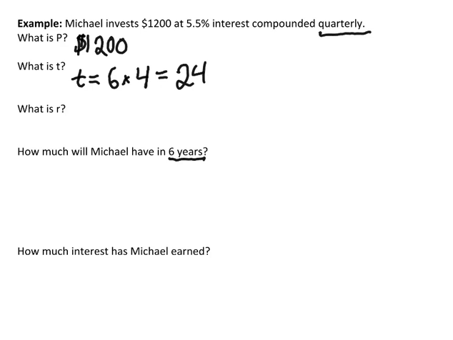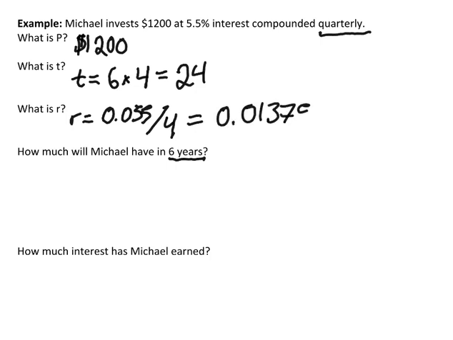So that'll be 24. R is the interest rate, but not just the 5.5%. So it's not just 0.055. We have to split that interest rate up over all the compounding periods in a year. We have to see what is the interest rate per compounding period. So I have to divide that by 4 to get R. So I take the 0.055, divide by 4. That gives me 0.01375.